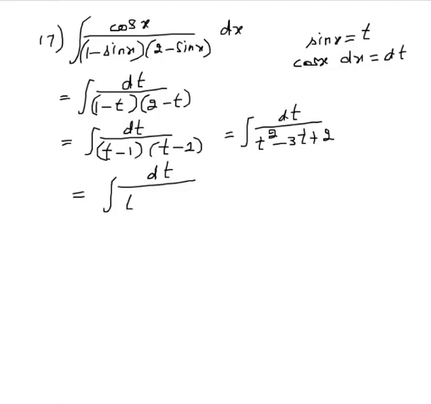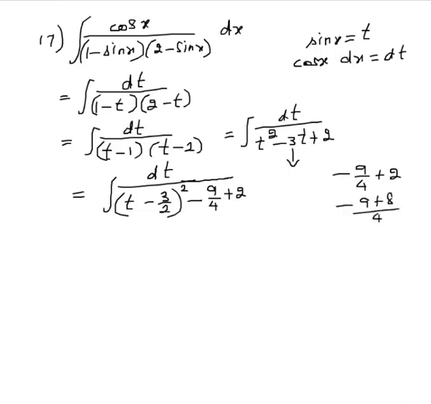Integral dt divided by t square minus 3t plus 2. Divide the coefficient of t by 2. Complete the squares. We don't want the b square term, so subtract that b square term. 3 by 2 the whole square is 9 by 4, and plus 2. Let us simplify minus 9 by 4 plus 2. It is minus 1 by 4. Minus 1 by 4 can be written as half square.